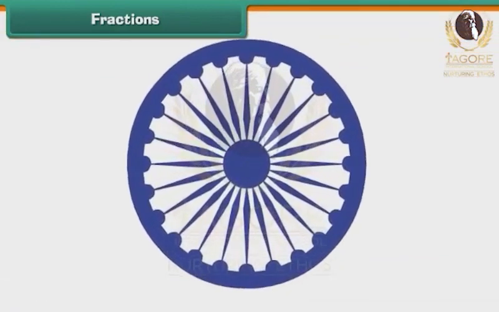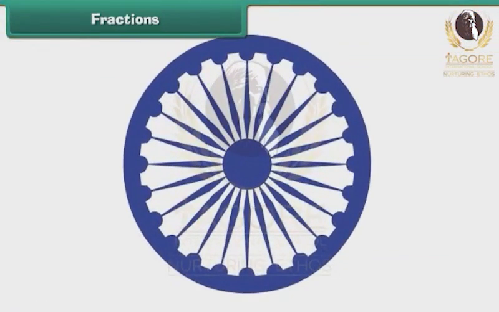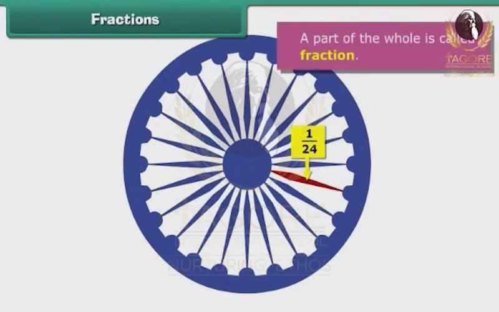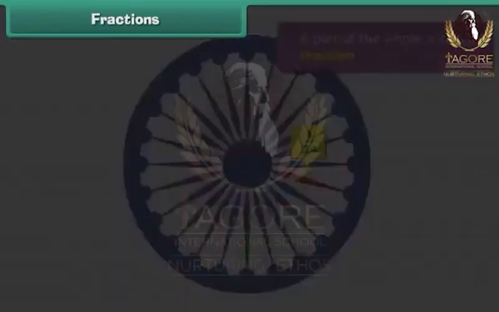Consider the Ashoka Chakra. It has 24 spokes. The spokes divide the wheel into 24 equal parts. Each part is 1/24th of the whole wheel. A part of the whole is called a fraction.